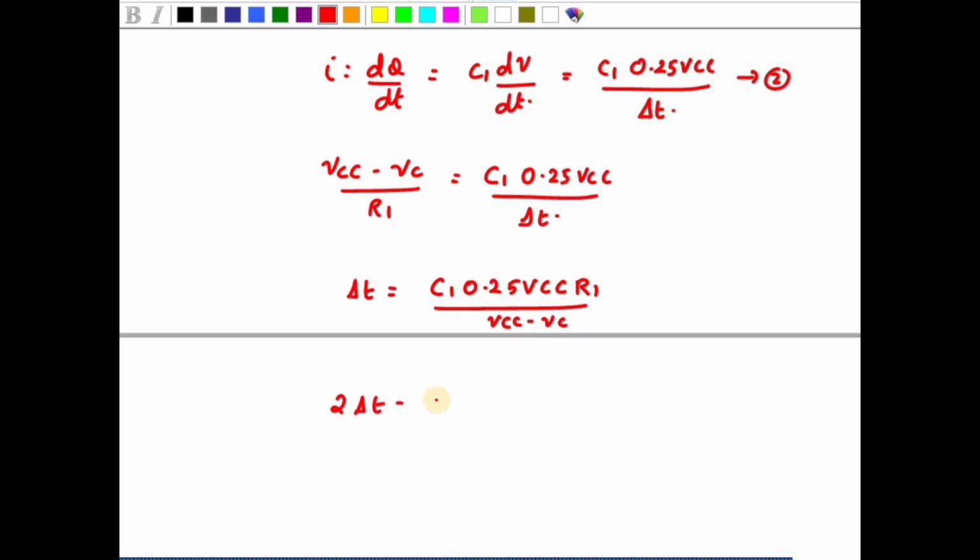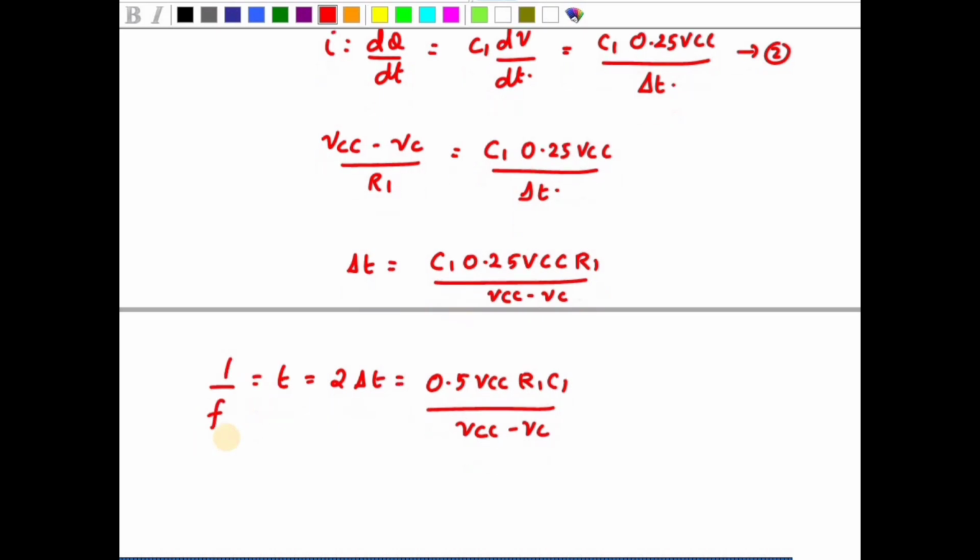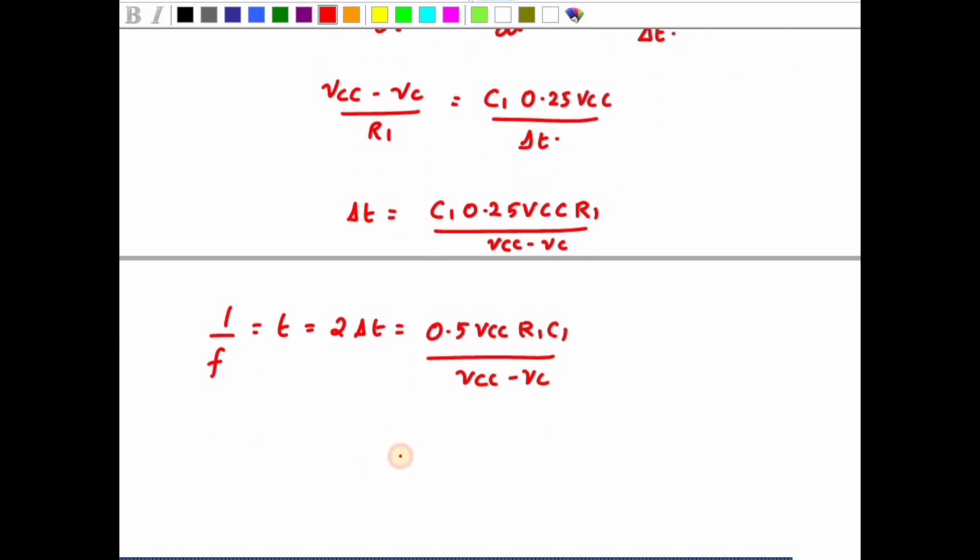So you know that 2 del T is equal to 0.5 VCC R1 C1 divided by VCC minus VC. 2 del T is nothing but T, and T is nothing but 1 by F. So I can write F is equal to VCC minus VC divided by VCC R1 C1 into 0.5, which I can write as 2.